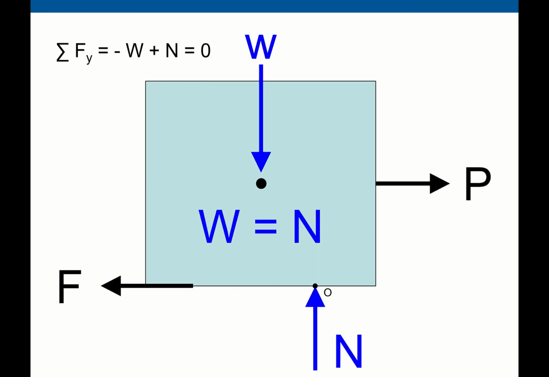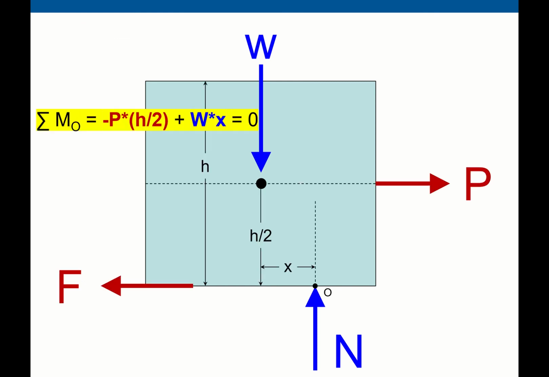How about the vertical directions? Since we have to satisfy these equations, minus w, because the direction is downward, minus w plus n should be equal to 0. So w is equal to n, just opposite directions.